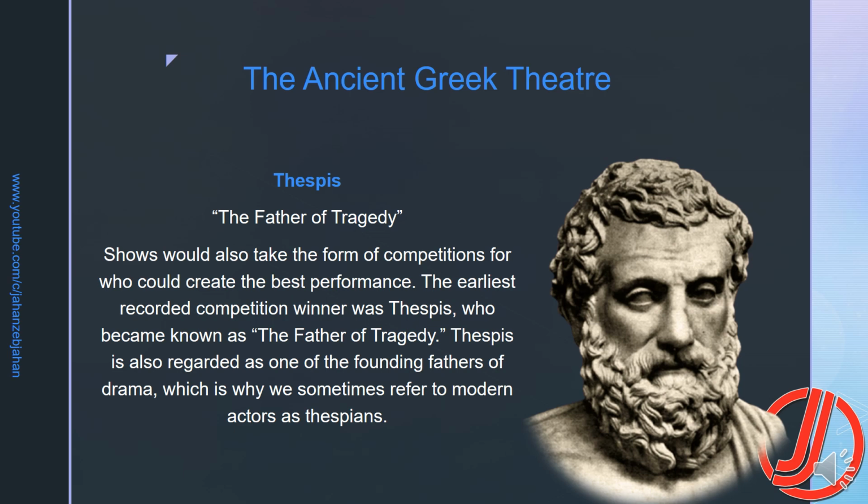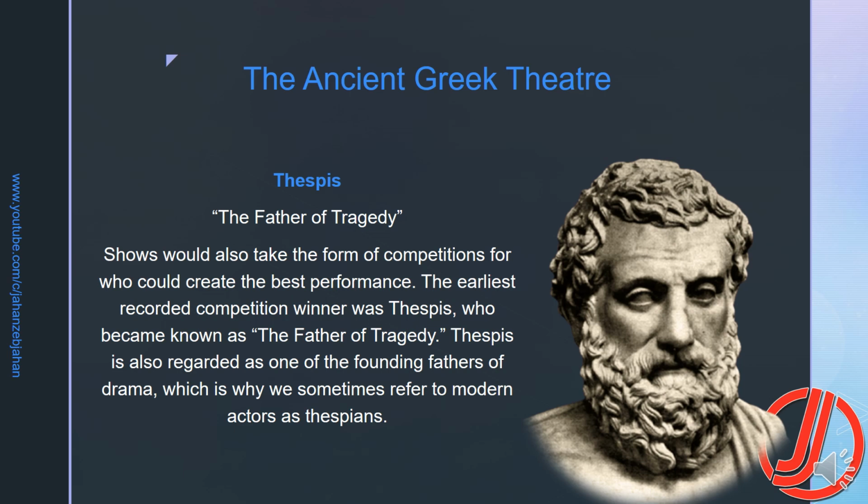Now, Thespis was the father of tragedy, and Thespis was the person who introduced the first actor in tragedy. So shows would also take the form of competitions for who could create the better performance and who could write good plays. And the earliest recorded competition winner was Thespis, who was best known as the father of tragedy.